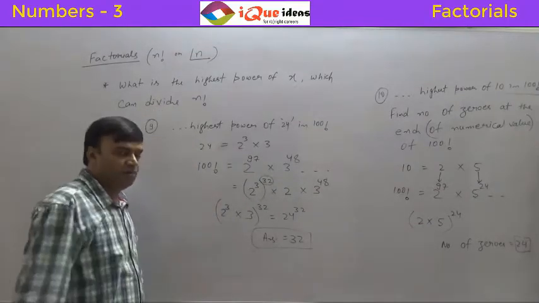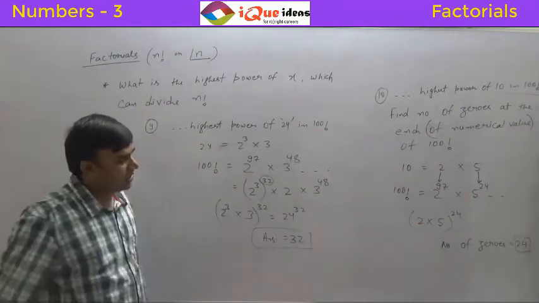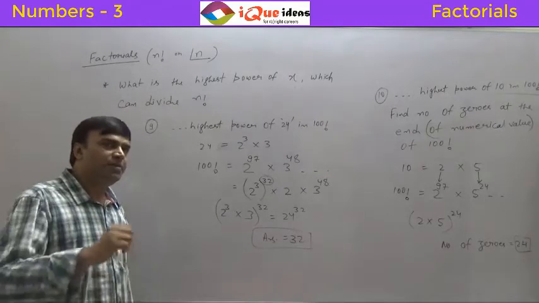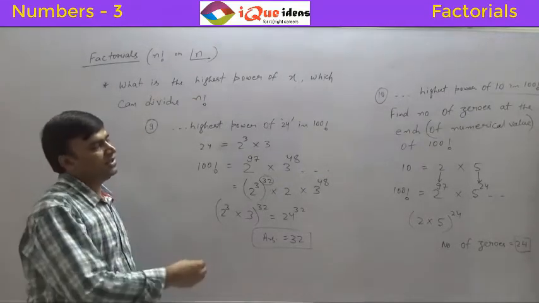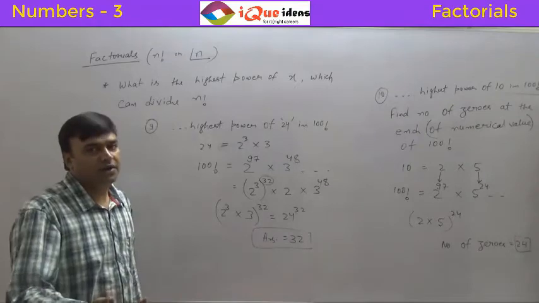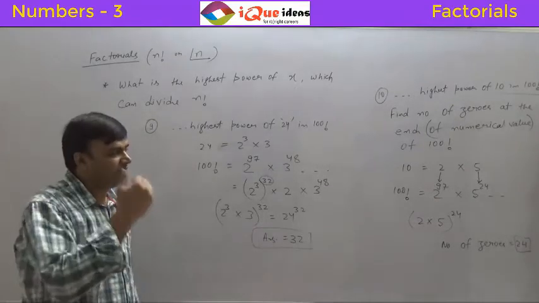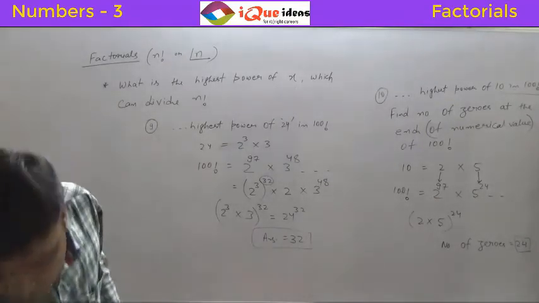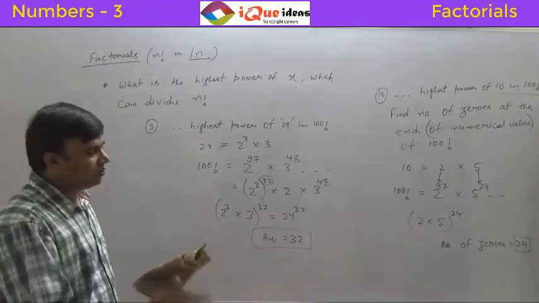In fact, more than double. Here it is almost 4 times, a little more than 4 times. It will always be more than double, that is for sure. That you can just see by 2 and 5. 2 का double होता है 4. 4 से भी ज़्यादा है 5. So in fact, double से भी ज़्यादा होगा. So we don't have to bother about 2's.